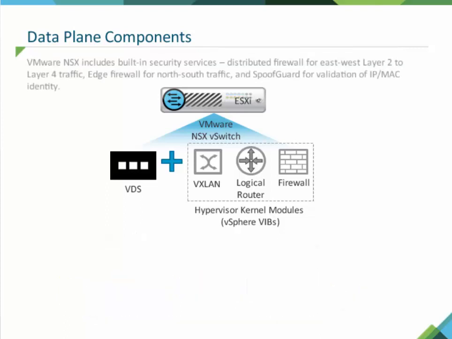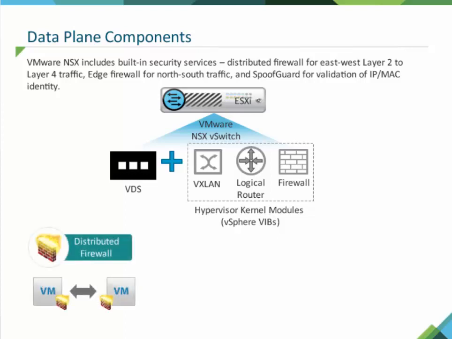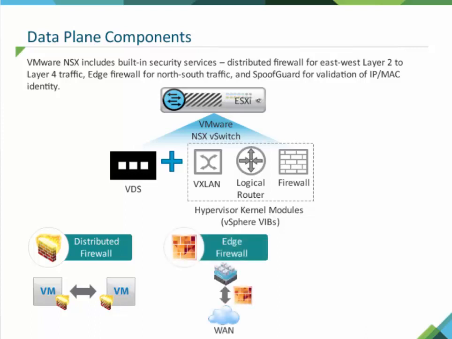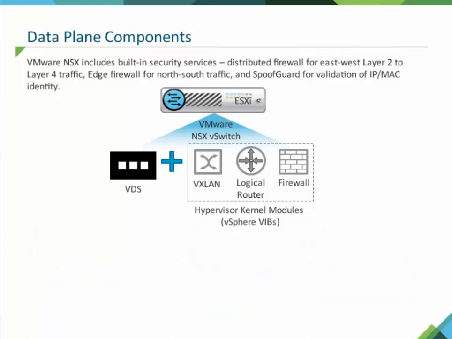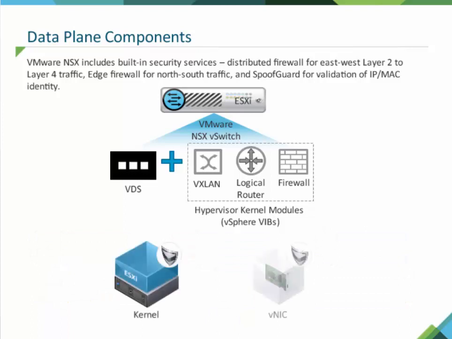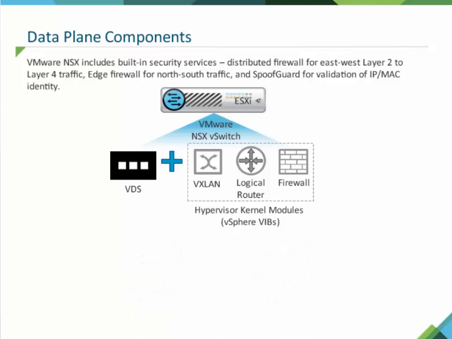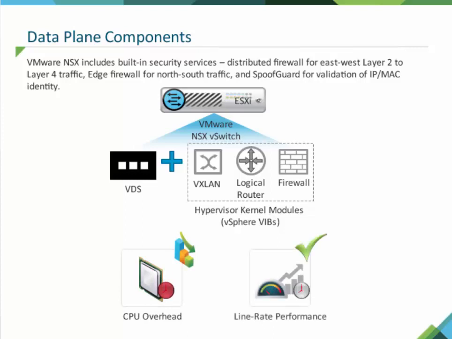communication. VMware NSX includes built-in security services: distributed firewall for east-west layer 2 to layer 4 traffic, edge firewall for north-south traffic, and SpoofGuard for validation of IP or MAC identity. Security enforcement is done directly at the kernel and VNIC level. This enables highly scalable firewall rule enforcement by avoiding bottlenecks on physical appliances. The firewall is distributed in kernel, minimizing CPU overhead while enabling line rate performance.